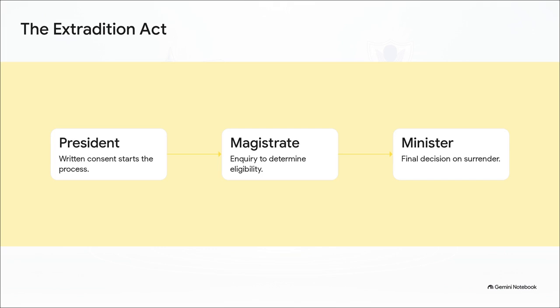Step 1. The president must give written consent just to start the race. Step 2. A magistrate holds an inquiry. This is basically the legal hurdle to see if the person is even eligible to be extradited. And finally, Step 3. The Minister of Justice takes the baton for the final leg and makes the ultimate discretionary decision on whether to actually surrender the person.